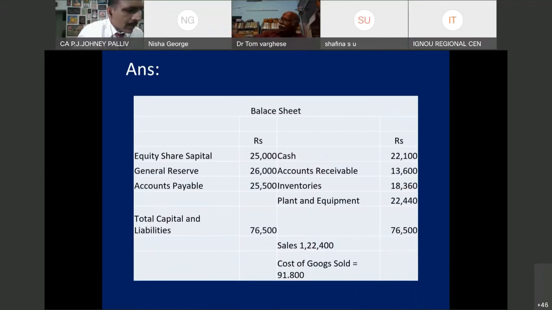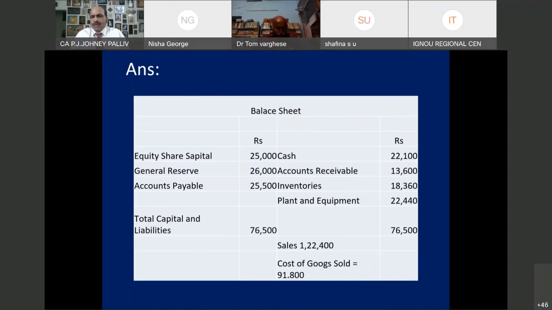Yes, sir. Okay. Here, do you know what the total assets are? Any doubt regarding total assets? Total assets are 76,500. Because total liability, do you know what the total liability is? Just see the screen. Total liability is 76,500. So what is the accounting principle of a balance sheet? Total liability must be equal to total assets. Yes, sir. Therefore, can we take total liability 76,500 as total assets 76,500? Do you agree with me? Yes, sir. Okay. So you got 76,500 as total assets.